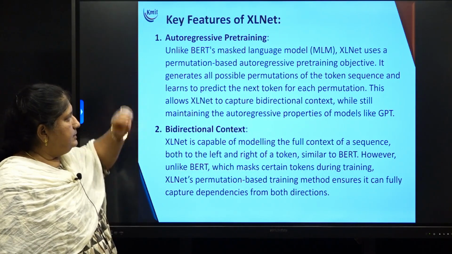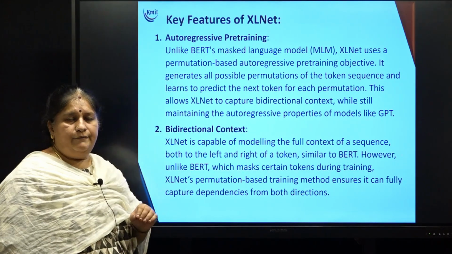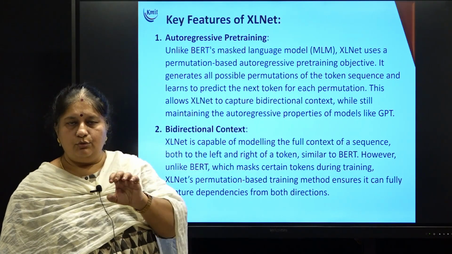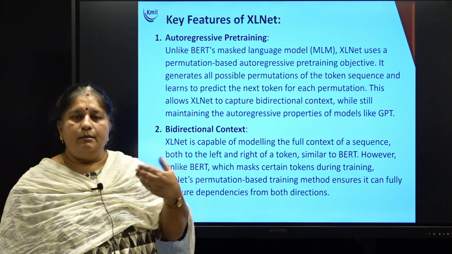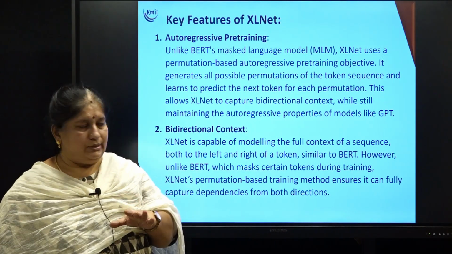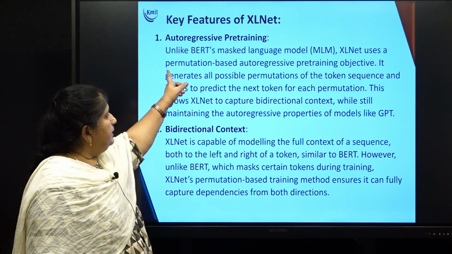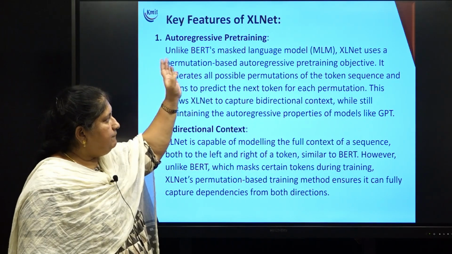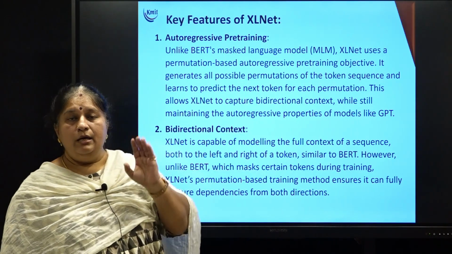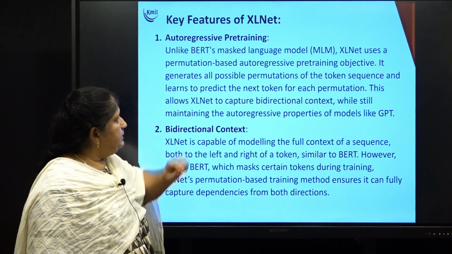First one, autoregressive pre-training. As I mentioned, BERT is using a masked language model wherein some of the words will be masked. You replace them with a mask, and the model has to identify the context in spite of masking some of those words. So BERT uses a masked language model, whereas XLNet is using a permutation based autoregressive pre-training objective. Please concentrate on these words carefully. Permutation based autoregressive. What do you mean by permutation based?